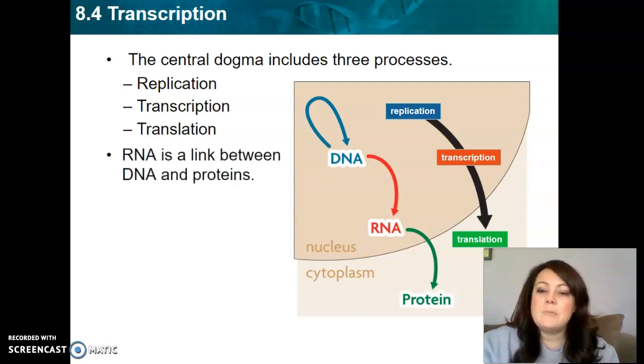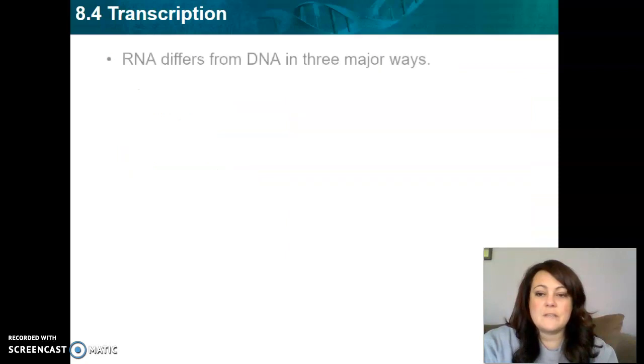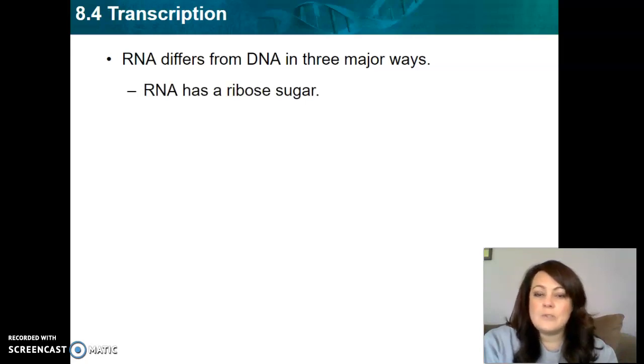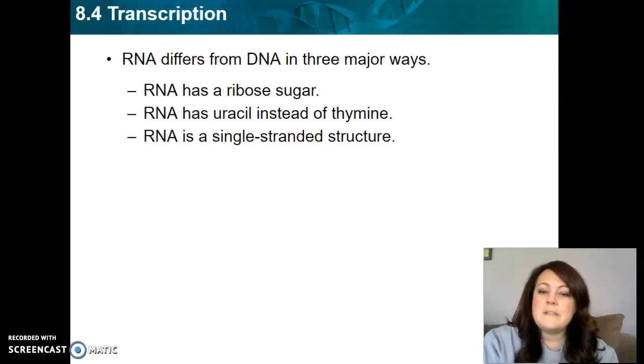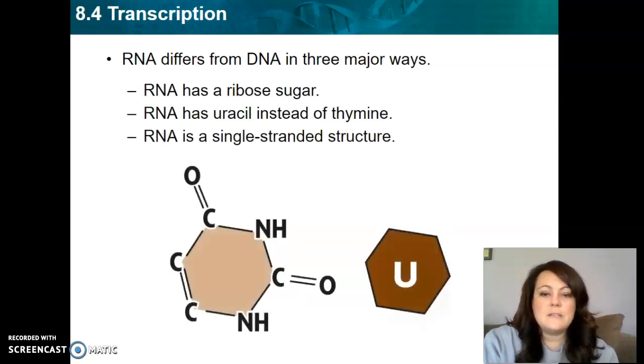The RNA is a link between DNA and proteins. It differs from DNA in three major ways. The first, RNA has a ribose sugar. So DNA was made of a deoxyribonucleic acid, and RNA is a ribonucleic acid. RNA has uracil instead of thymine, and it's single-stranded, whereas DNA is double-stranded. So one of our nucleotides is going to be different. We have a uracil nucleotide instead of a thymine.